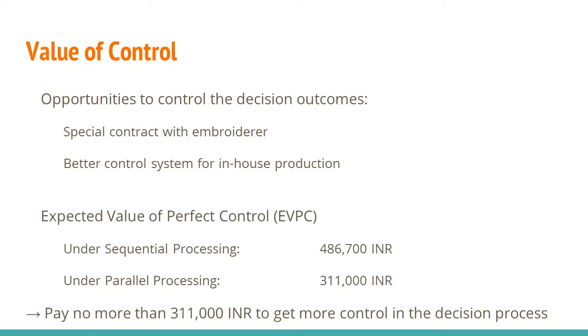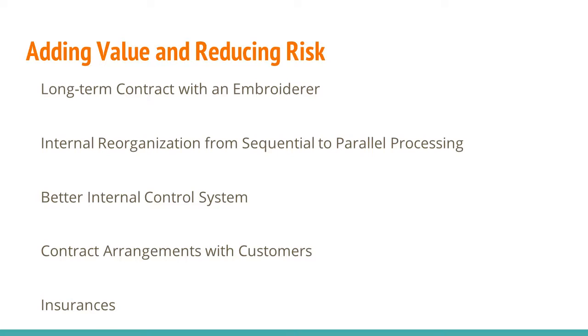We advise that Dawan pays no more than 311,000 Indian rupees to get more control in the decision process. There is value in chaos in business. Maybe not value to arrive at the immediate result in the current situation, but there is value in foresight to prevent such issues from coming up in future business situations.